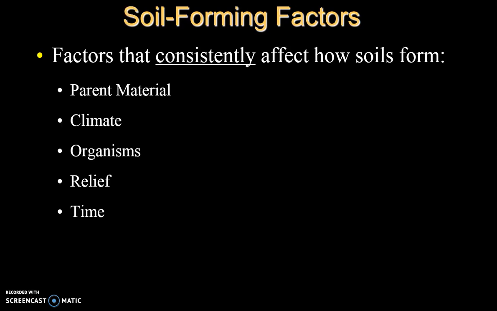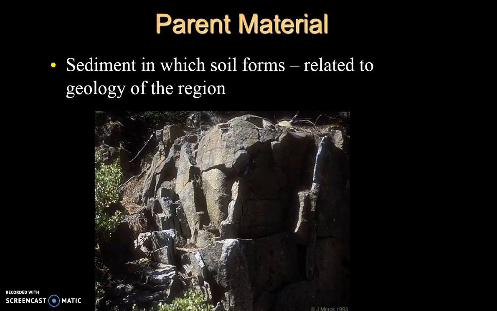So factors that consistently affect how soils form are going to be identified below. So there's 5 factors that are going to be consistent with soils. The first one is going to be parent material. The second one is climate. Third one is organisms. The fourth one is relief. And the fifth one is time. So make sure these get into your notes, and I'll be detailing and outlining the specifics.